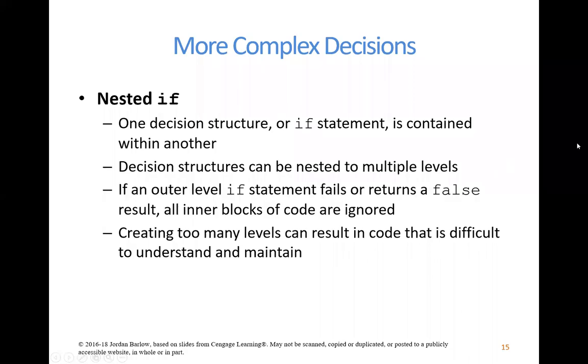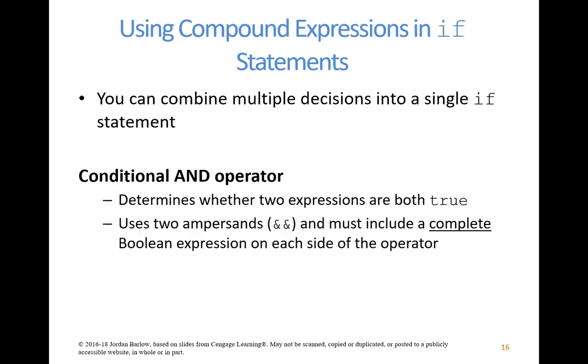Now, jumping back to the slides, another way that we could do that is instead of using a nested if, we could use the conditional and operator. We can use multiple control statements in a single if block. The and operator determines whether 2 separate expressions are both true. It uses 2 ampersands, and it must include a complete Boolean expression on each side of the operator.